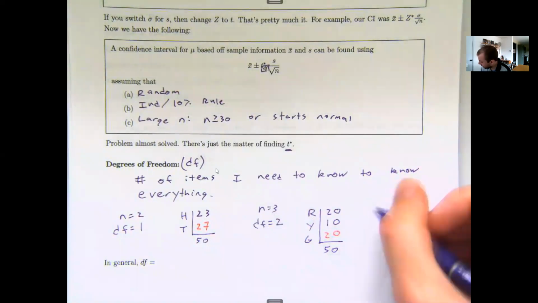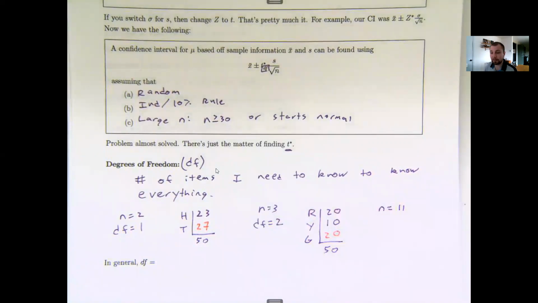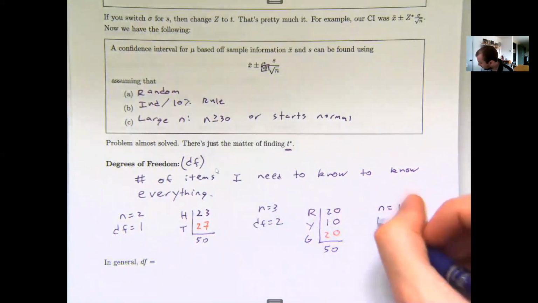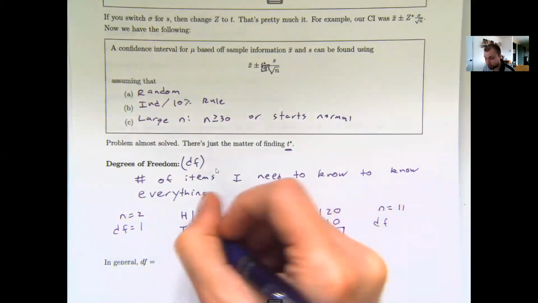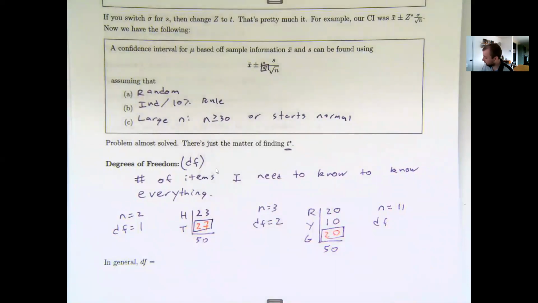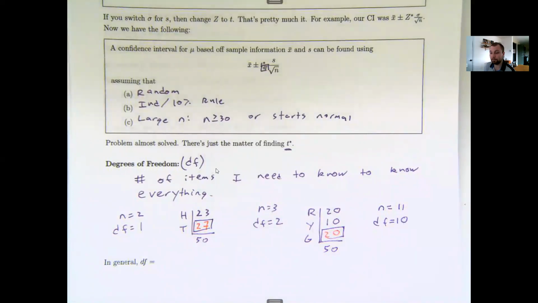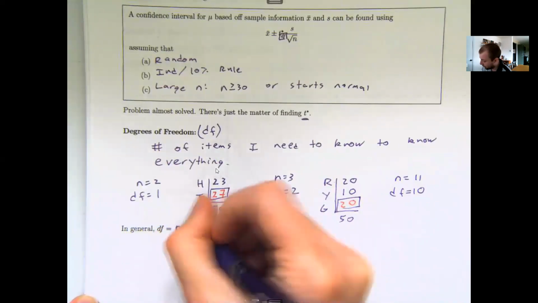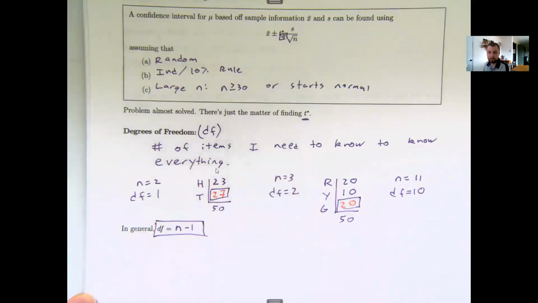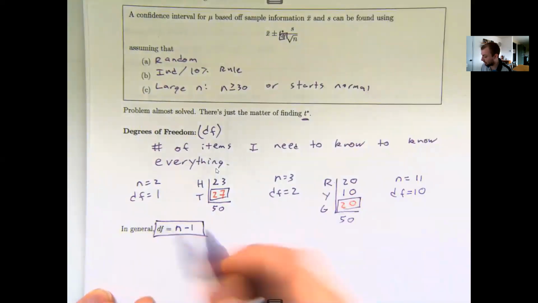And I think you might be seeing what the pattern is. So if I wanted 11 things in a list, and I'm not going to list out 11 things, that would take too long, I would need to know all of them except for that last category which I could solve for. So if I wanted 11 things in total, I would need to know 10 of them. So in general, my degree of freedom is going to be the total number of values here, take away 1. Let's look at an example of this on the next page. But again, degree of freedom is n minus 1.